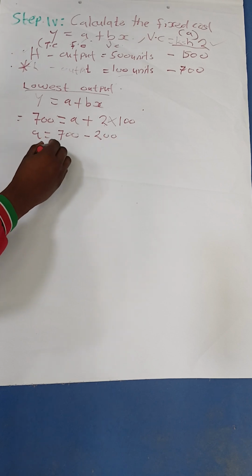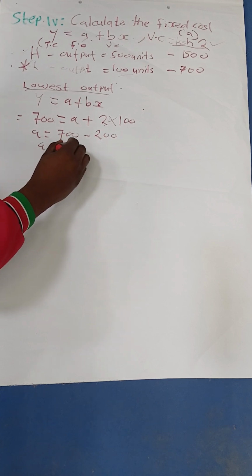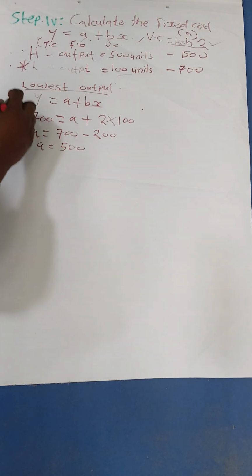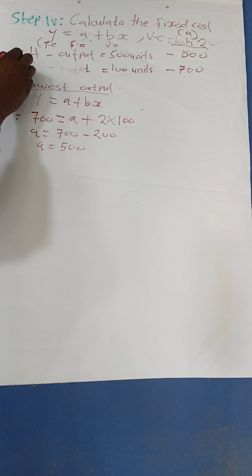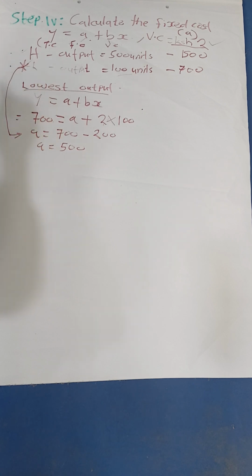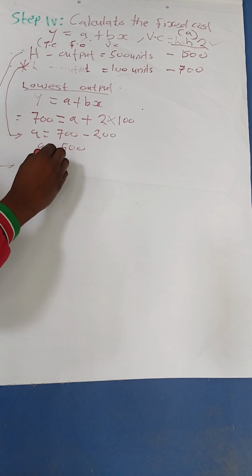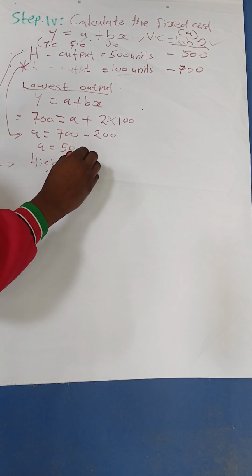So our fixed cost in this case will be 500 Kenyan shillings. Good. What about if we use the highest cost? Let us see if we get the same answer. We use this one here. This has been applied here. Now let us apply the highest cost output.